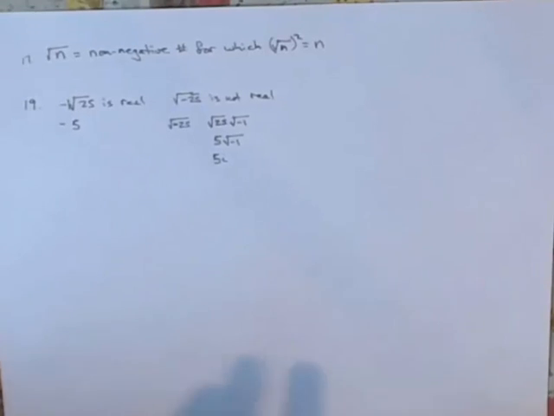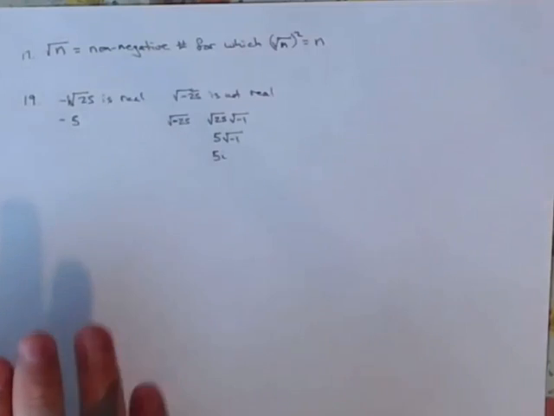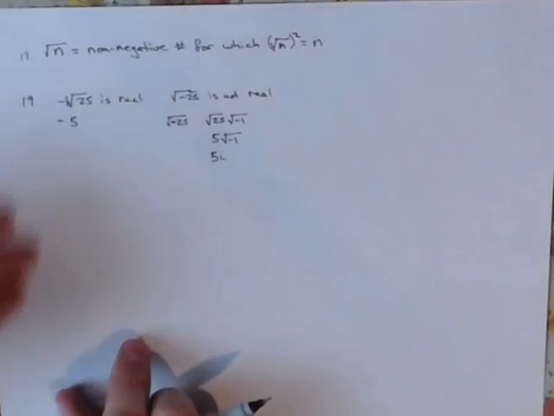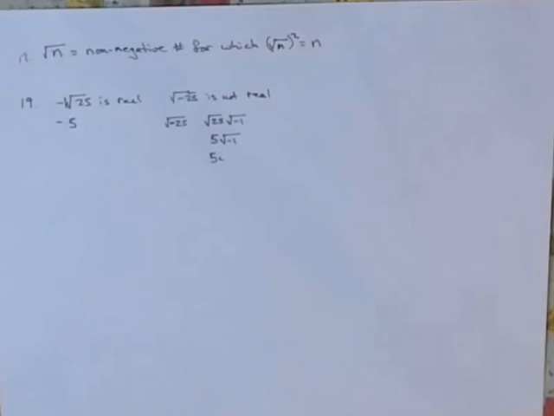And that's where we talk about the real set and the imaginary set. So negative times the square root of 25 is equal to negative 5. But the square root of negative 25 is not a real number. And it can't be done within the scope of this course, this level of algebra. Number 20.